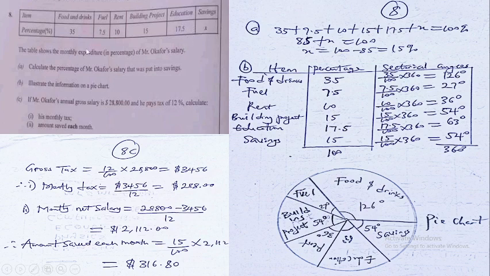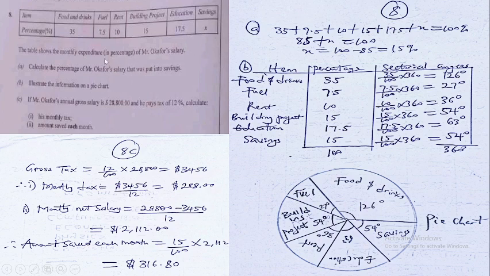The table shows the monthly expenditure in percentage of Mr. Oka's salary. Percentage means everything should add up to 100%. Since the monthly expenditure is in percentage, all the expenditure should add up to 100%. So we have to calculate the percentage of Mr. Oka's salary that was put into savings. They want us to find the value of x, the amount put into saving.